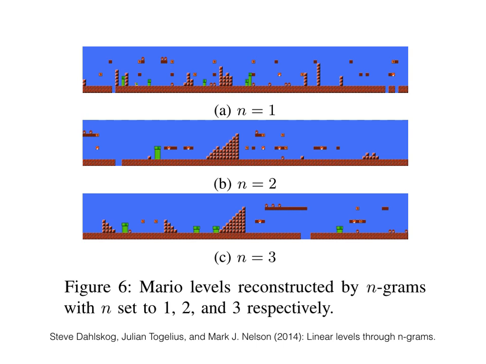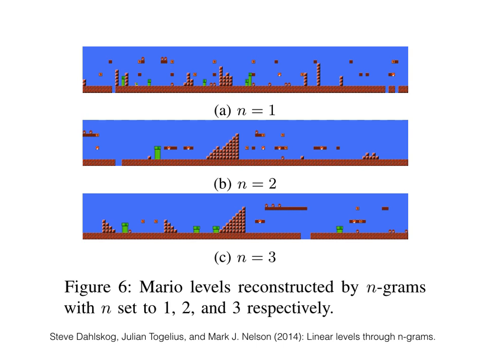And you can tweak the n here. So if you have an n equals 1, you have a lot of disjointed parts. If you have an n equals 2, you see some kind of structures emerging. You have the stairs and so on. And n equals 3, you get things that pretty much look like Mario levels. Maybe not the most exciting ones, but unmistakably in the style of the original Mario game.